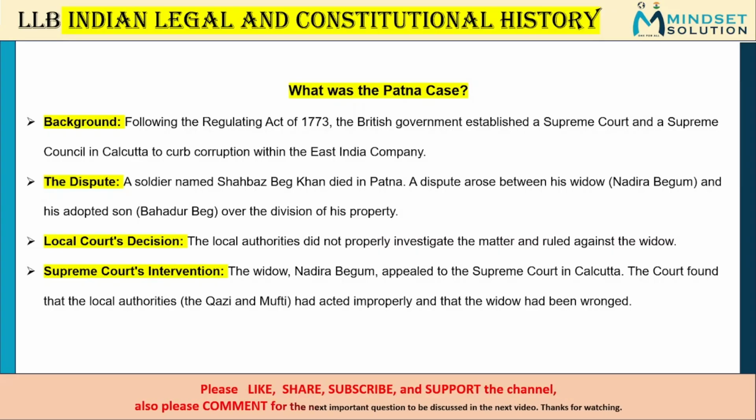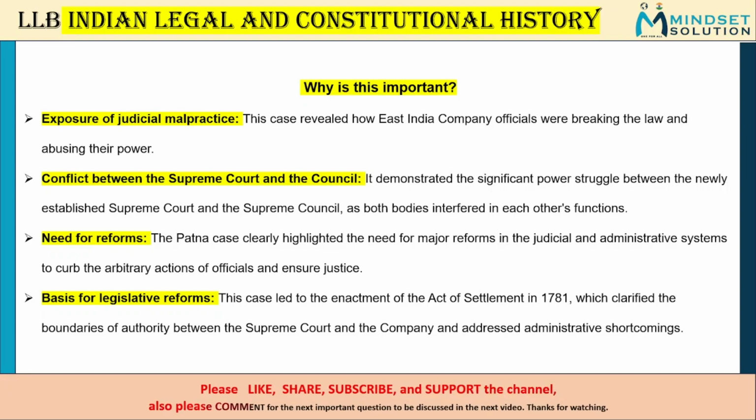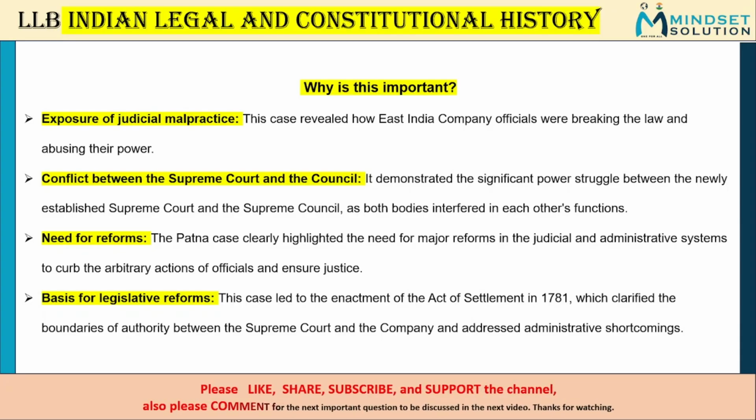So now we are going to the next slide. The next slide discusses why it is important: its exposure of judicial malpractice, conflict between the Supreme Court and Council, need for reforms, and basis for legislative reforms. So the first point is exposure of judicial malpractice. This case revealed how East India Company officials were breaking the law and abusing their power.